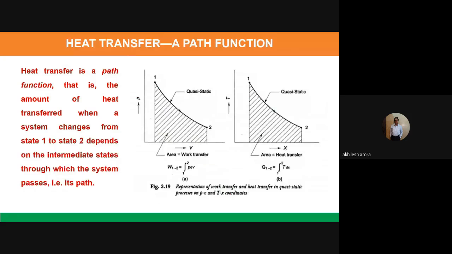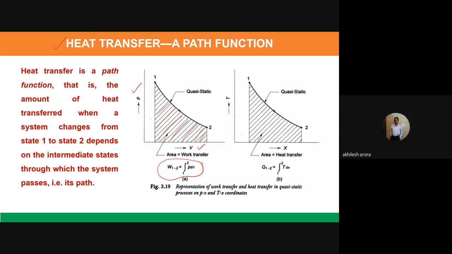Now, in the previous lecture, I told you that work transfer is a path function. Similar to work transfer, heat transfer is also a path function. So what I have tried to show here is on the PV diagram, when we have to calculate the work, we use this particular relation, and this PdV work is given by this hashed area. Okay, this is the area under the curve.